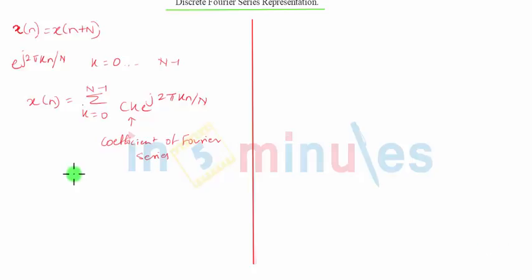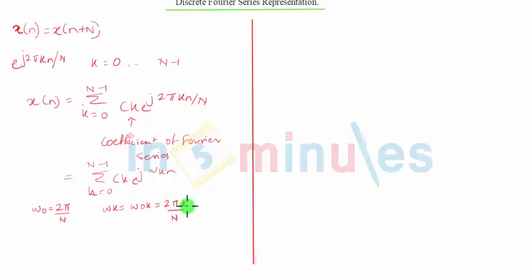x of n can also be represented as sigma k equal to 0 to N minus 1 c k e raised to j omega k n, where omega 0 stands for the fundamental frequency of x of n, and omega 0 is equal to 2 pi by N. For finding the harmonic frequency of x of n, that is the kth harmonic frequency, omega k is equal to omega 0 k, that is 2 pi k by N.